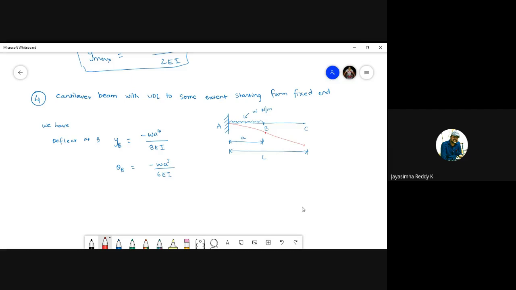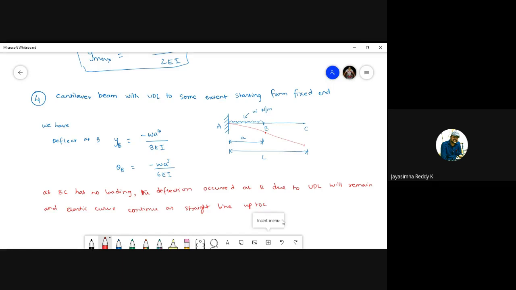Whatever the slope is here, that is theta B, will be equal to, so we can write a point like this, students: as BC has no loading, the deflection curve, the deflection occurred at B due to UDL will remain, and the elastic curve continues as a straight line up to C.